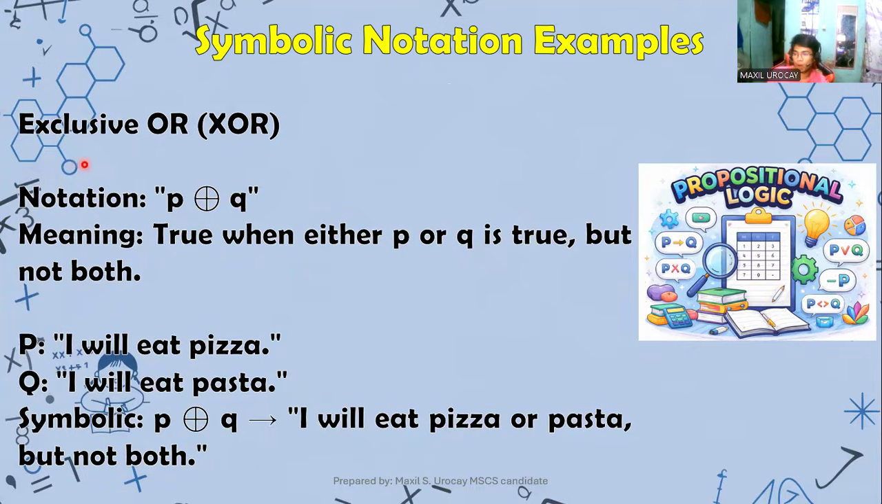Now, exclusive or is different. We have here the symbol which is a cross with a circle. It is true when either P or Q is true, but not both. For example, "I will eat pizza or pasta." You're trying to refer to whether either statement is true. This is definitely an expansion of the or operation as well.